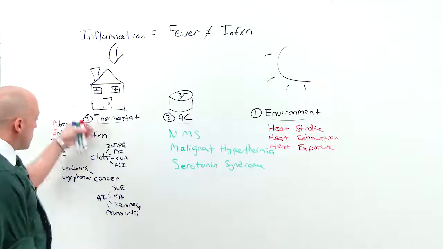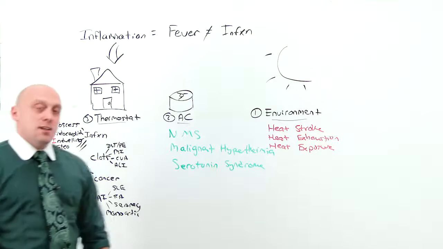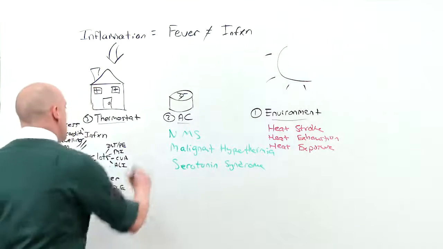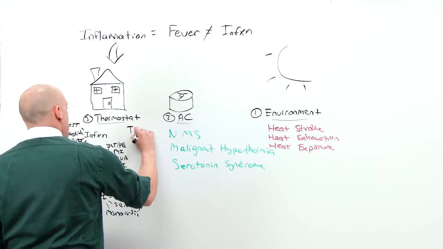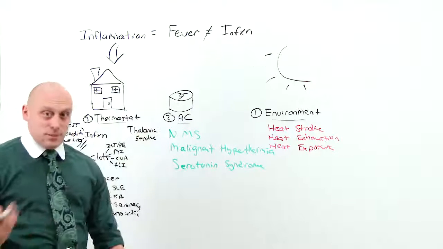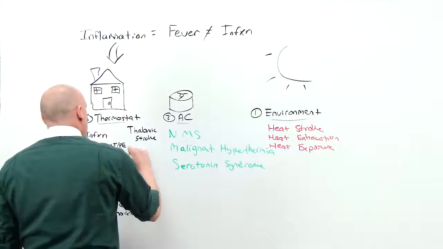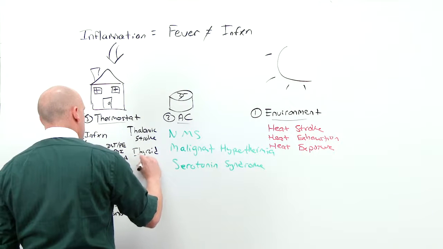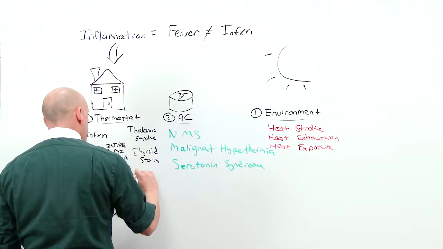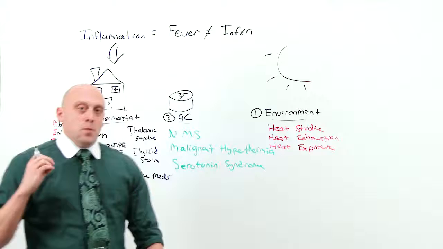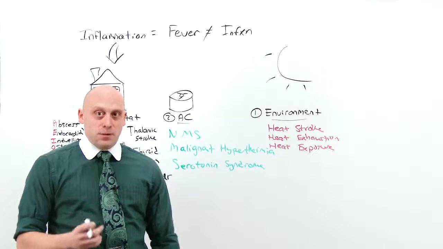And then these are the things that reset the thermostat. Then there are things that can cause problems with the thermostat, and that is the T's. A thalamic stroke, because the thalamus is the thermostat. Thyroid storm. And the meds. In particular, in the inpatient setting, penicillins like Piptazo.